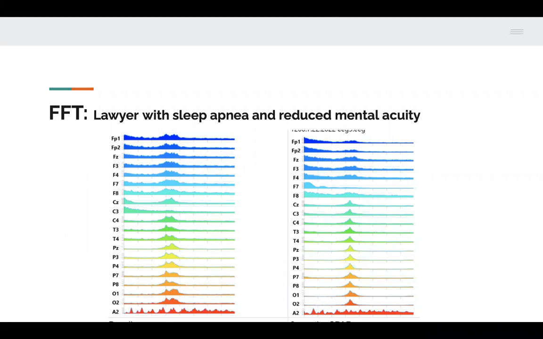What do we do for this gentleman? All we did for him was CPAP. That second map is on 2 months on CPAP. And you can see how much more synchronized he became.